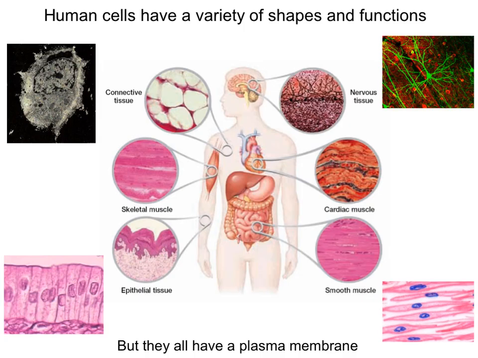So we're talking about diffusion because it's really important for moving molecules across the plasma membrane of cells. And this slide shows you that no matter what type of cell we're looking at, whether it's an epithelial cell in the skin or a neuron in the brain, all of the cells have a plasma membrane that surrounds them.